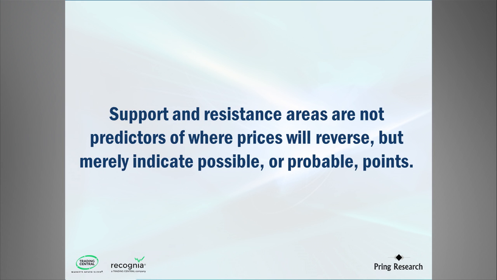If in doubt, think of support as a temporary floor for prices and resistance as a ceiling. At the outset, I think it's important to emphasize that support and resistance areas are not predictors of where prices will reverse, but merely indicate possible or probable points. At the beginning of this diagram, the price is declining. It finds a bottom at A and then moves up. The next time it falls to A, it again rallies. So A may now be said to be a support area.